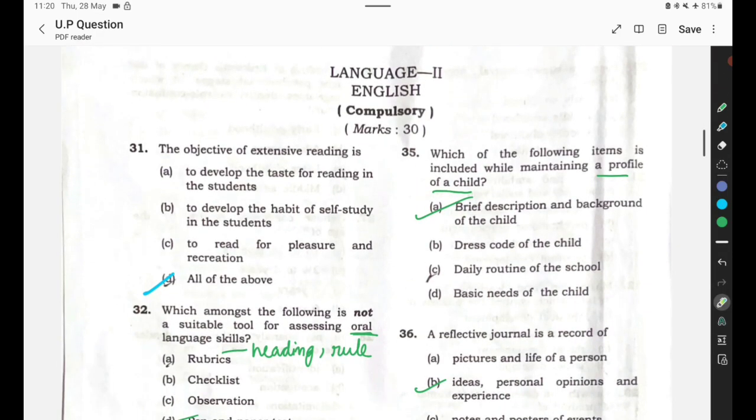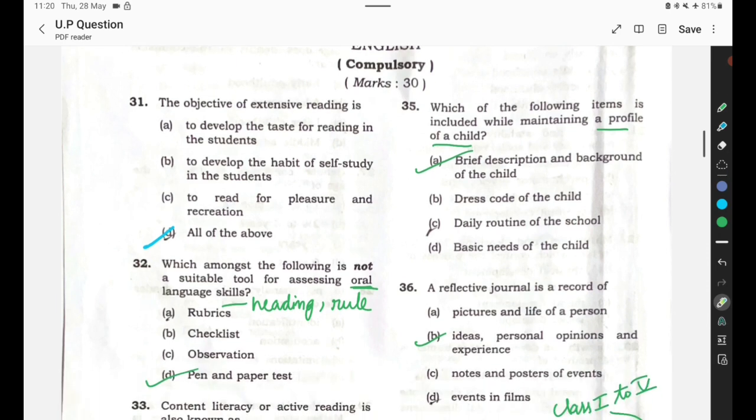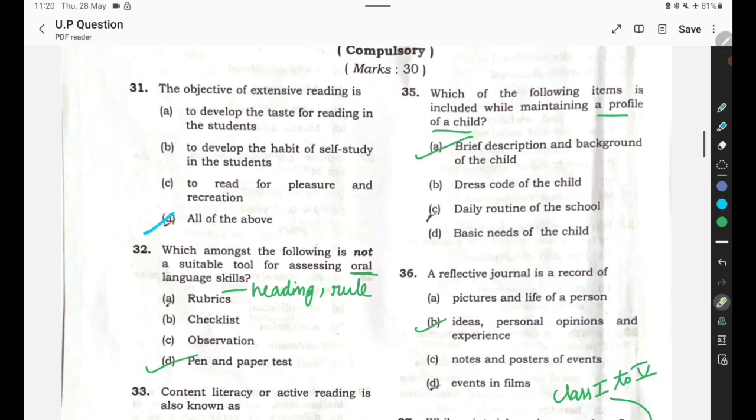Now let us come to part 2, language 2, English, which is also compulsory. Okay, 31. The objective of extensive reading is all of the above. Why? Because all of these options are correct. To develop the taste for reading in the student, to develop the habit of self-study in the student, to read for pleasure and recreation. All of these are correct.